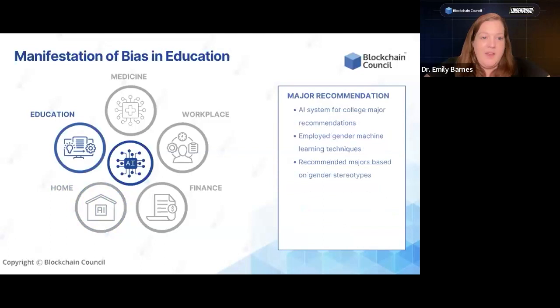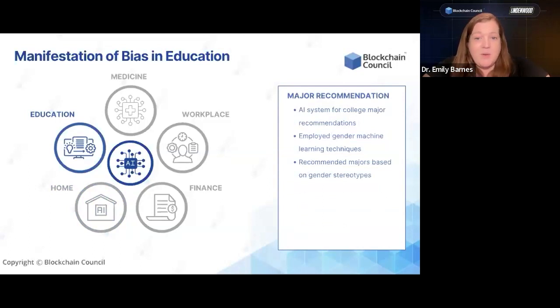Okay. So let's talk about bias, AI bias in education. Many, many new systems are, again, on the market. As someone who's coming from the world of higher education, I can tell you that there's an AI system for everything: for tutoring, for enrollment, for recommending majors, for example, which is one we're going to talk about today. But many of these technologies are employing machine learning techniques of some sort.